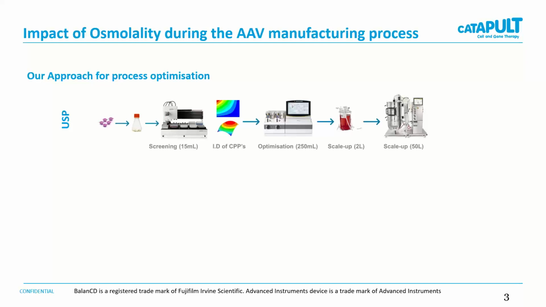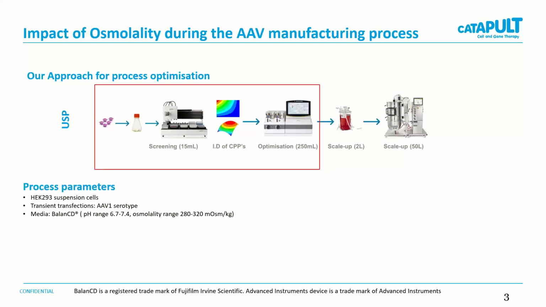And the data I'm going to present have been generated at small scale, so 15 ml and 250 ml scale. The process parameters used to generate those data are the following. We are using HEK-293 suspension cells. We are doing a transient transfection with AAV1 serotype. And the media we use for this experiment is balanced CD, which has a pH between 6.7 and 7.4 and an osmolarity range between 280 to 320 milliosmol.